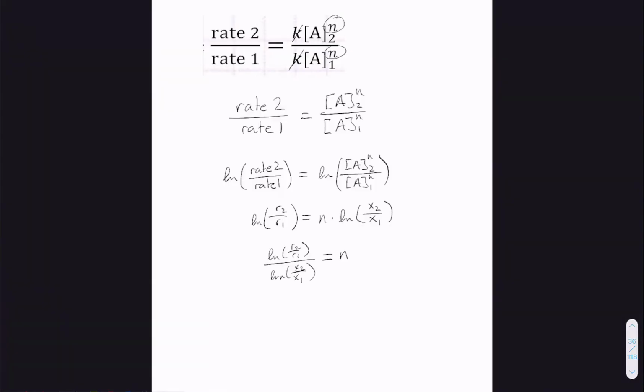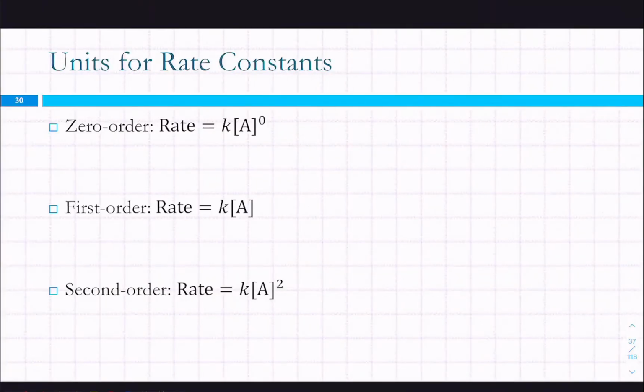Or even a zero order reaction? For a zero order reaction, our rate is still going to have units of molar per second, equal to k, but A raised to the 0 power is just 1. And so for a zero order reaction, let's write this out, k has units of molar per second.